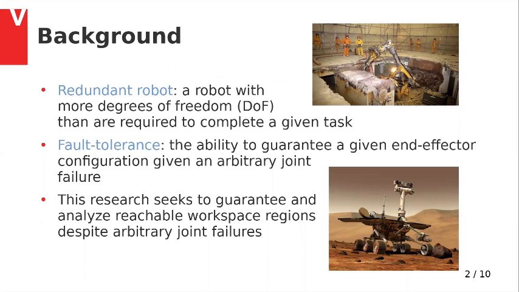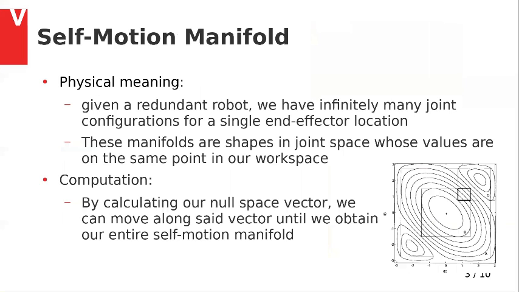Now, fault tolerance is our ability to guarantee that given an arbitrary joint failure, we're able to reach some point in our task space despite this failure. So our research here is looking to analyze what this task space is and figure out maybe some other properties about it. Our motivation behind this research: this typically applies to robots in very remote environments, such as a Mars rover, or in dangerous environments, such as something like nuclear waste removal.